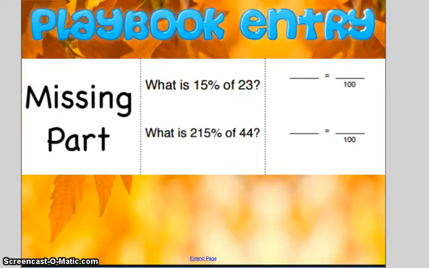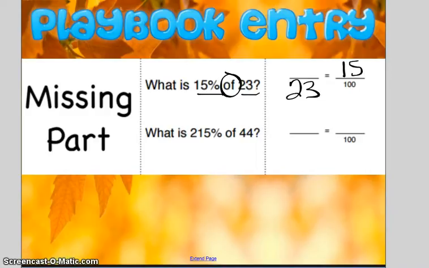So going back here to figuring out what is 15% of 23, we're going to need to fill in our percent proportion. Is goes on top. Total, which is our of, goes on bottom, and then percent goes over the 100. So I already know my percent, which is 15. And I know my of because I have of right there. It's of 23. So 23 goes here at the bottom. I'm trying to find my part, which is at the top.